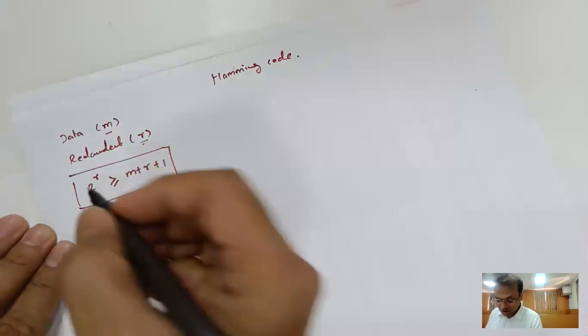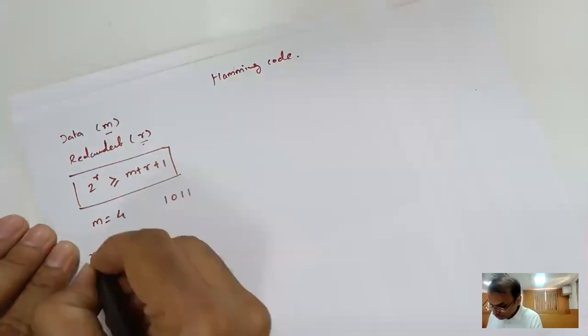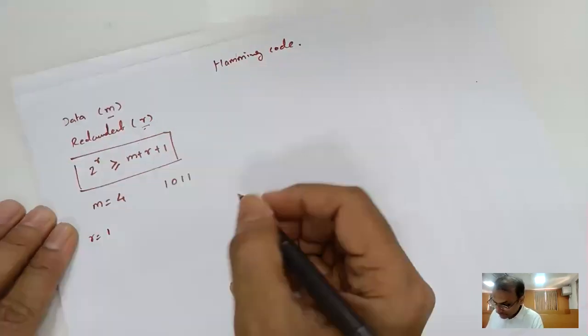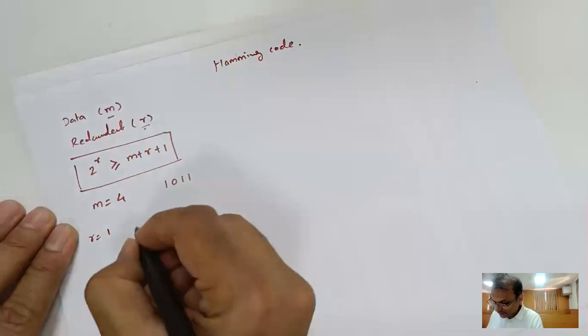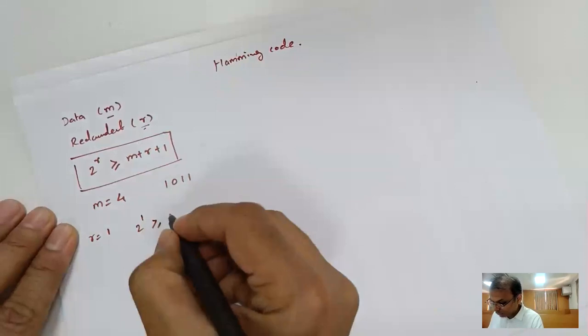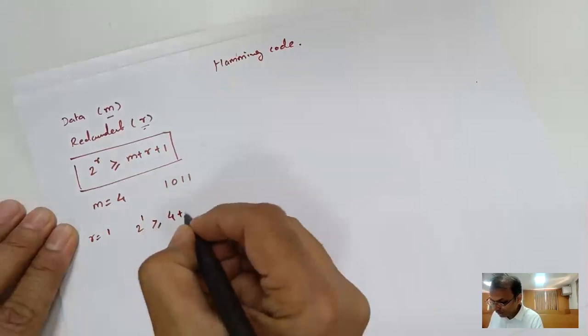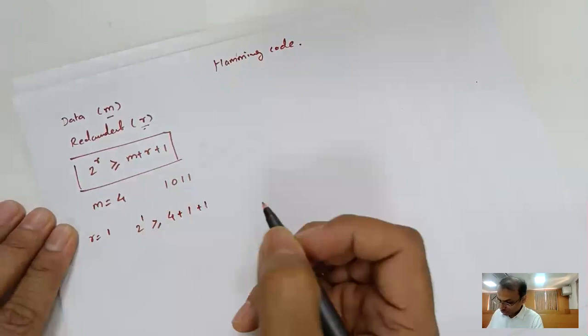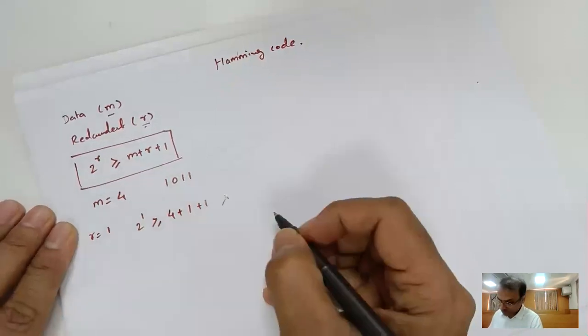Now we'll check with r is equal to 1. Let us see if this satisfies. 2 raised to 1, is it greater than or equal to 4 plus 1 plus 1? It is not. So this doesn't satisfy with r is equal to 1.